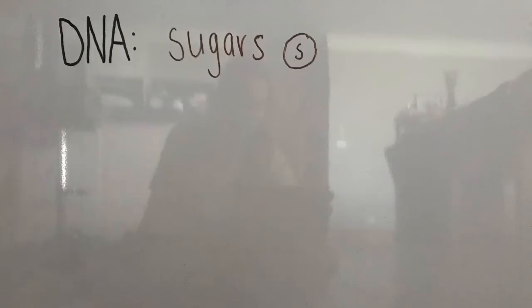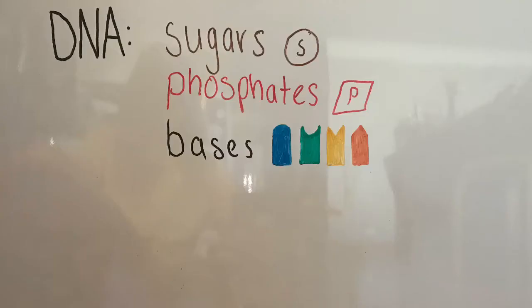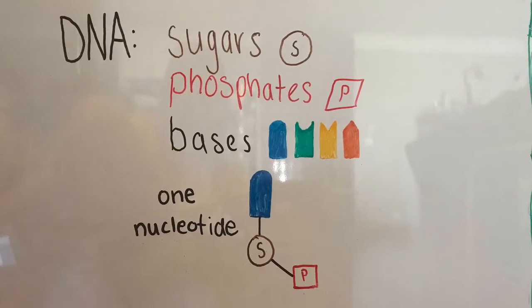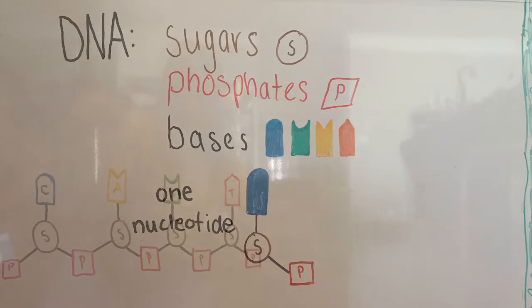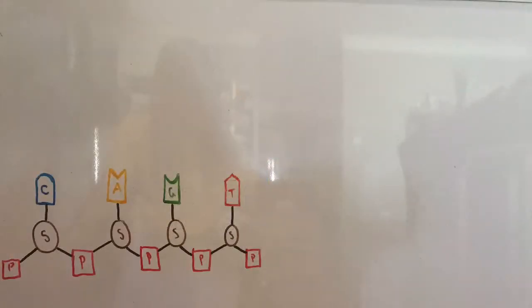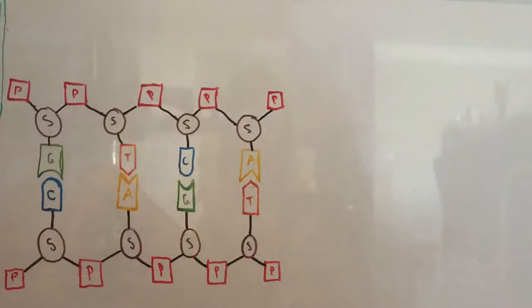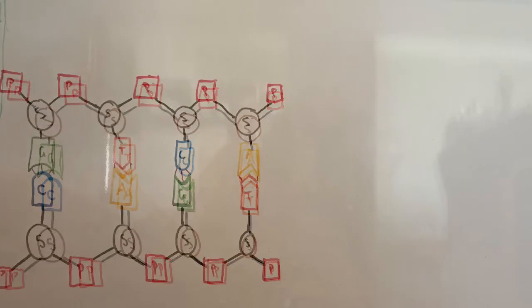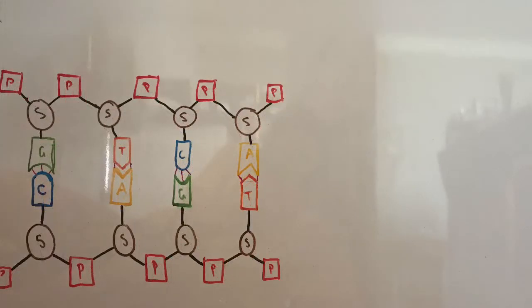DNA is made up of sugars, phosphates, and bases. One group of each of these three components forms a nucleotide. DNA strands are comprised of many nucleotides joined together. DNA is a two-stranded molecule, and the two parallel strands are joined by hydrogen bonds between the complementary bases.